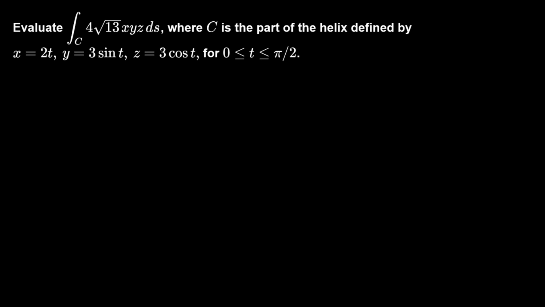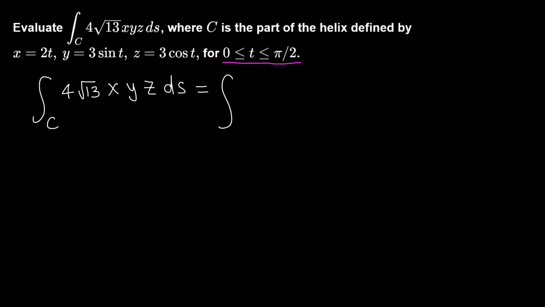Evaluate this line integral where C is the part of the helix defined by this. The curve helix is already parameterized, I mean it's given, so we can directly go here. Then we can write this line integral over C of 4 root 13 x y z ds. This is the same as by formula. Here t runs from 0 to pi over 2, so 0 through pi over 2.